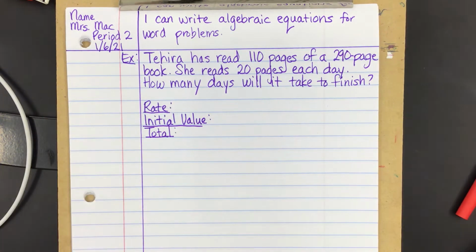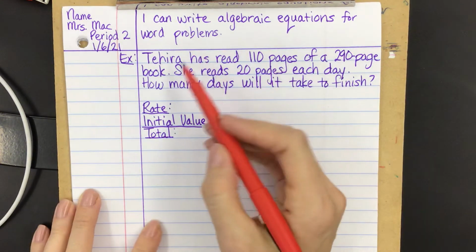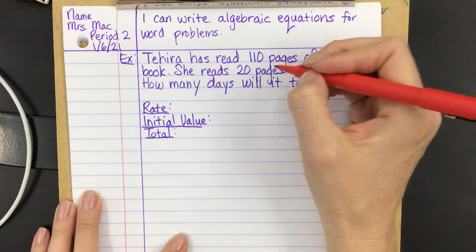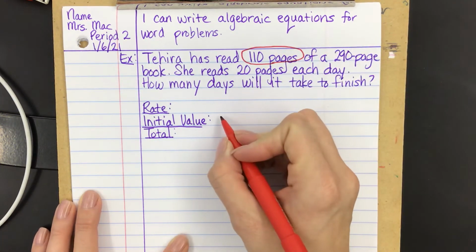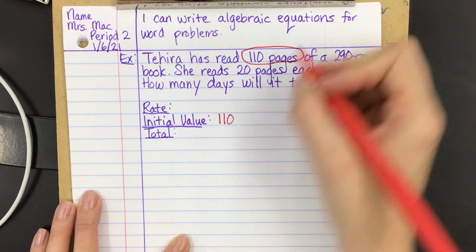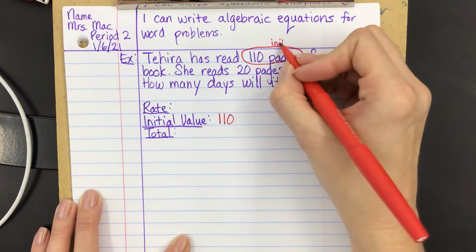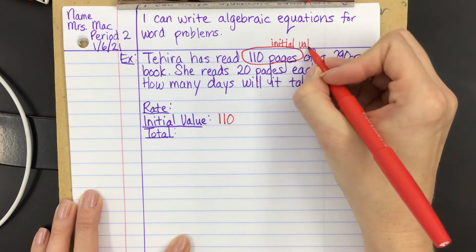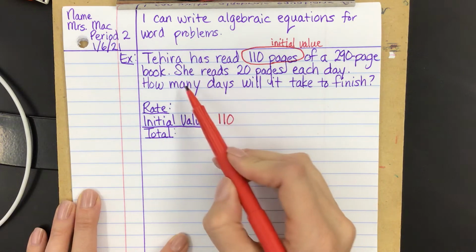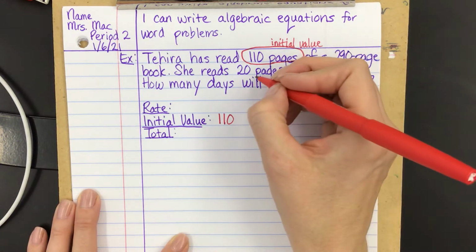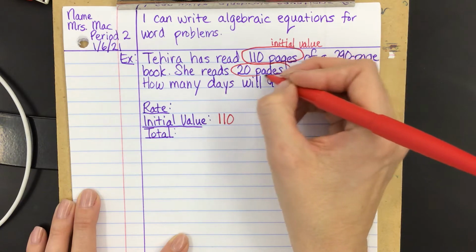Okay. So let's start with what we already know, what we did with our expressions. Okay, so let's identify the initial value and the rate. Well, it says that she has already read 110 pages. So that's what we're starting with. She has already read 110. That's our initial value right there. And then our rate. In this case, it says that she reads 20 pages each day. So this is our rate.